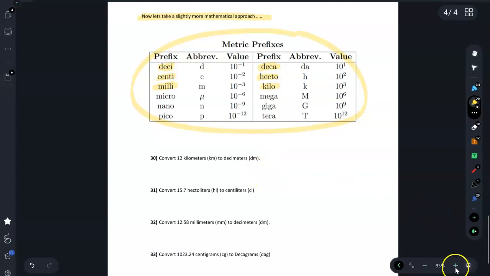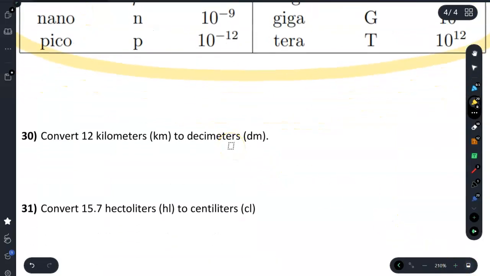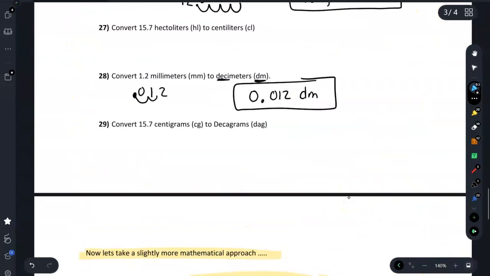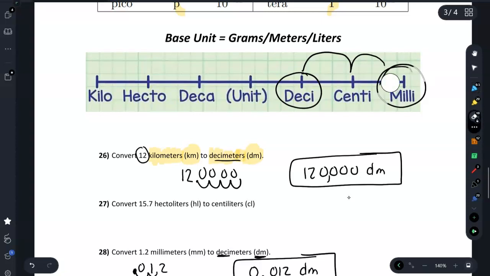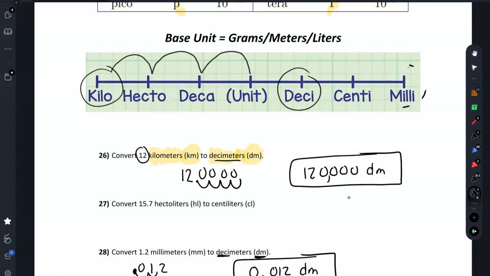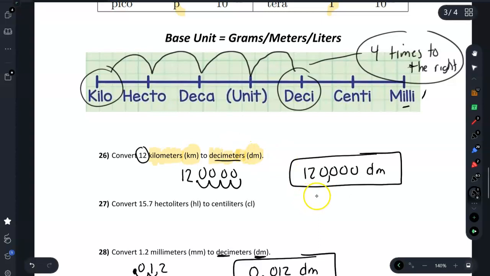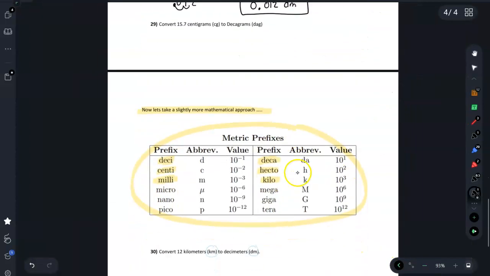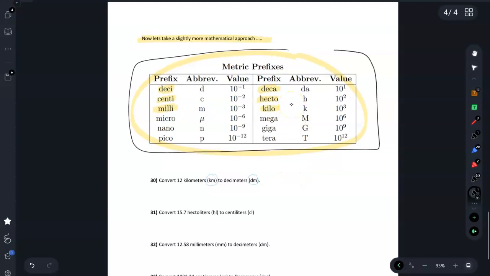So we already did number 30. I just did it along the number line. So I moved from kilometer to decimeter. And if we looked at this again, I moved from kilometer to decimeter. So I moved 1, 2, 3, 4 times. I moved 4 times to the right. That's how I got there. And I added 4 zeros. So mathematically, how could we come up with the same thing without having to count that number line? And that's where this table right here is going to come into play.